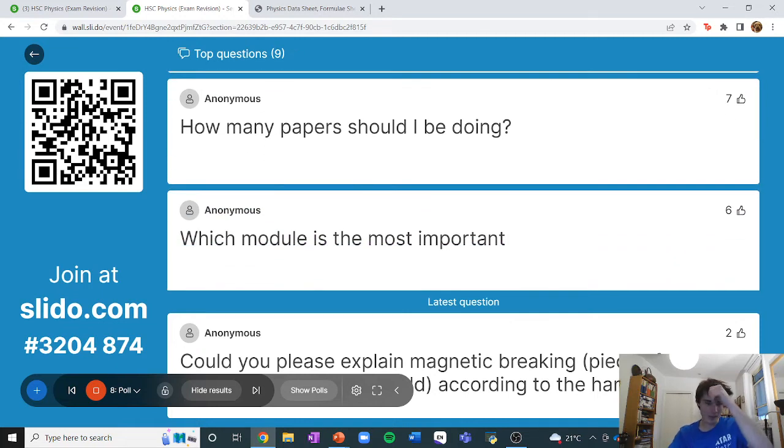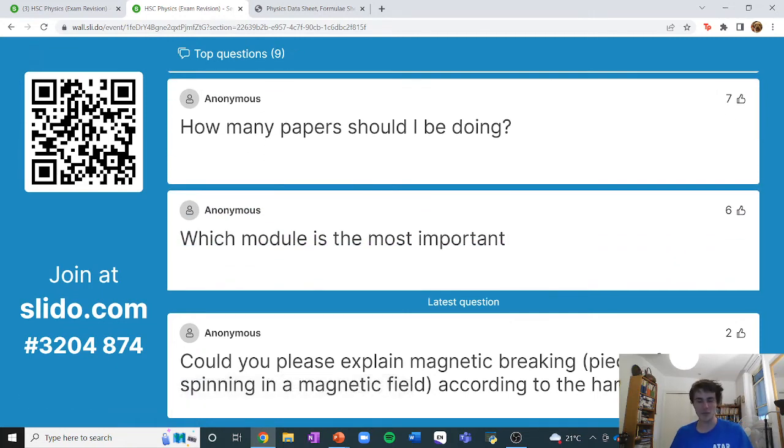How many papers should I be doing? This is very much up to how many exams you have and at what point. Physics is, I think, the second last day of the HSC, so chances are for most of you it's going to be your very last paper. At this point, your focus should mostly be on the subjects that are coming up immediately and the subjects you're struggling with. So if you are really struggling with physics, try and focus on it a little bit more.